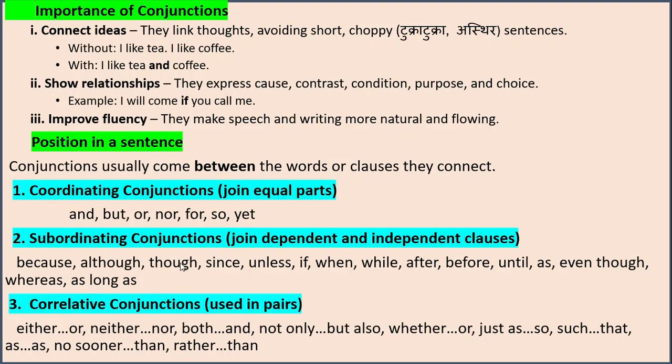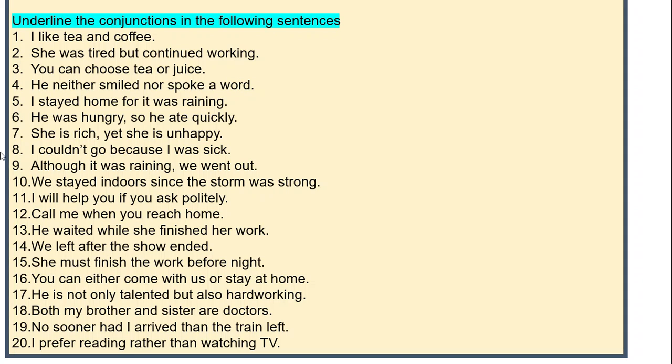And correlative conjunctions are used in pairs: either or, neither nor, both and, not only but also, whether or, just as, so, such that, as, no sooner than, rather than. Now, here is an exercise. Underline the conjunctions in the following sentences.